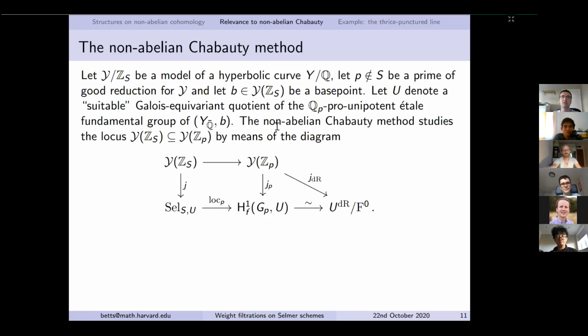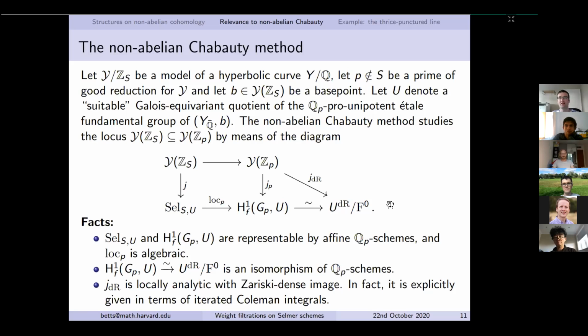And you can then construct from this U a diagram which has the following shape, where I'm not going to define all these objects. Your global points map into some sort of global Selmer variety, your local points map into a local Selmer variety, and there's a comparison isomorphism between the local Selmer variety and a certain quotient of the de Rham fundamental group of the generic fiber. And I think there are really three key facts about this diagram, which tell you that you can do anything useful.